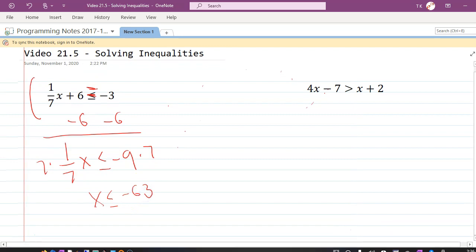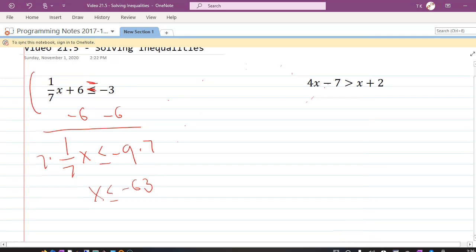I'm sorry if the handwriting is a little sideways. I'm writing at an angle for some reason.